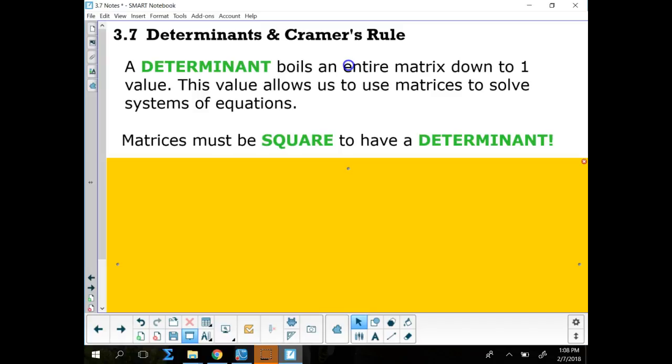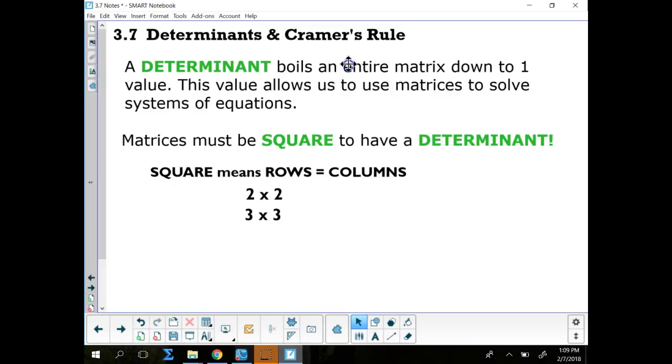What do you think it means to be a square matrix? Same amount of rows as columns. The rows and the columns have to be the same. So a 1 by 1 matrix is a square matrix, and we can find the value of its determinant. A 2 by 2 matrix is square. We can find the value of its determinant. A 3 by 3, a 17 by 17, which would be nasty. I think highest we go today is 4 by 4.